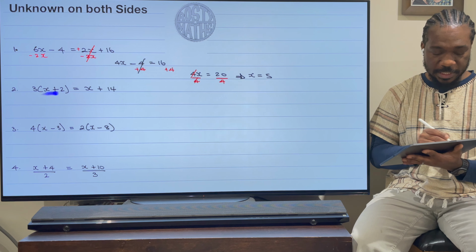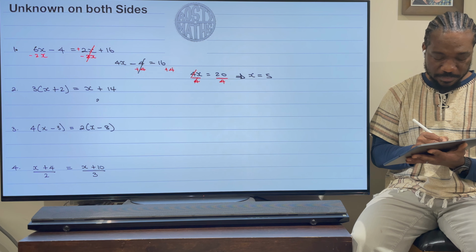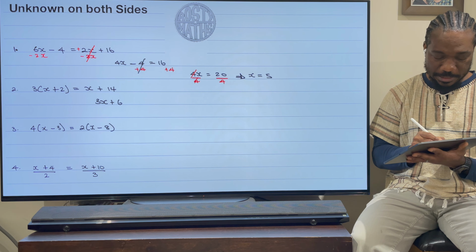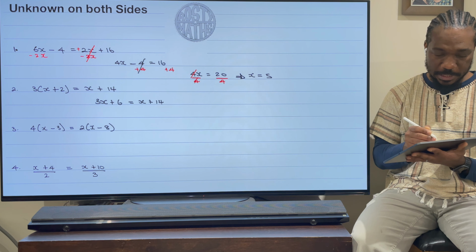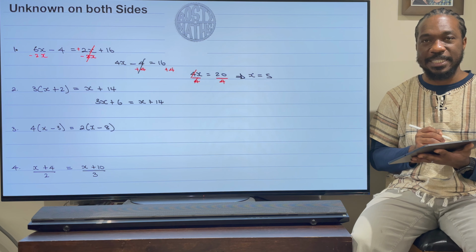So first thing to do is expand that bracket. So let's do that first then. Let's get that out of the way. So we're going to have 3x add 6 is equal to x add 14. That's because 3 times x is 3x, and 3 times 2 is 6 there.